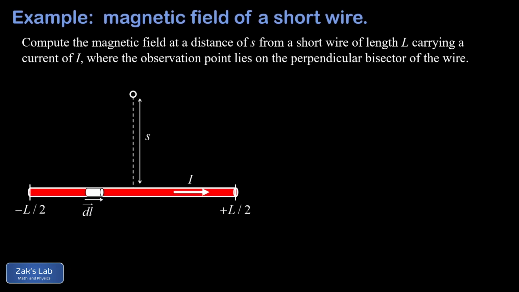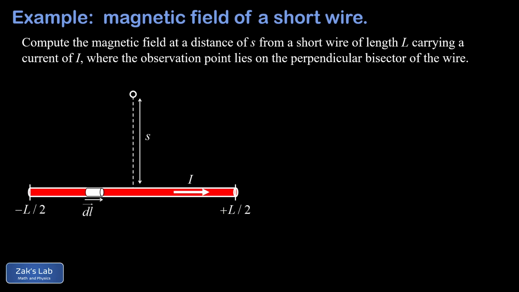In this video, we're computing the magnetic field at a distance of S from the midpoint of a short wire that has a length of L. So we can see in our picture that the observation point for the problem is along the perpendicular bisector of our short wire.